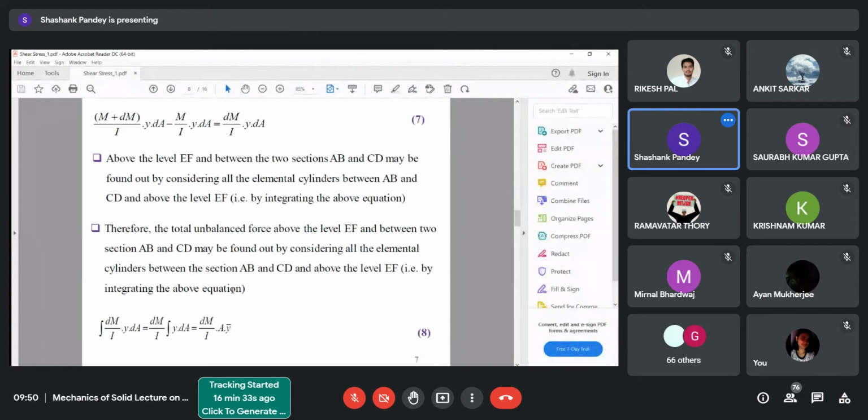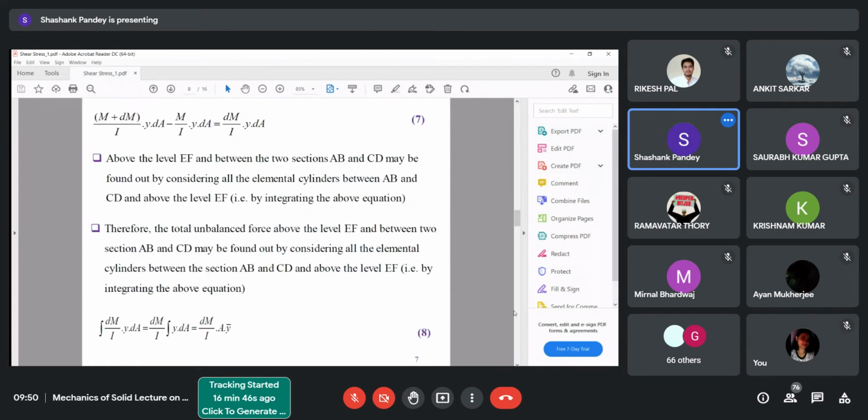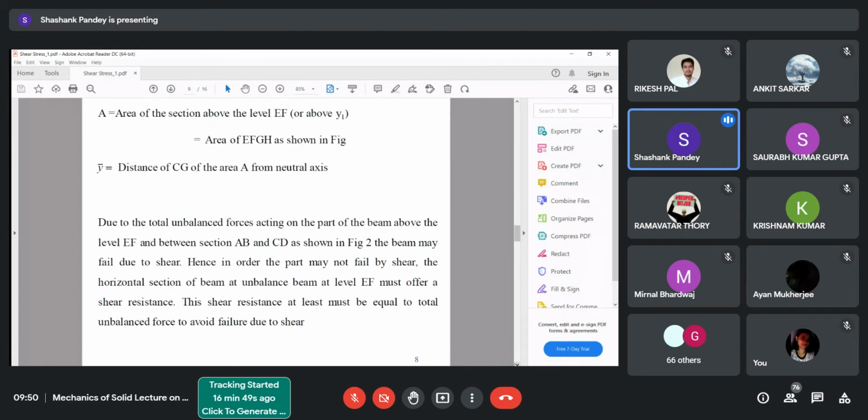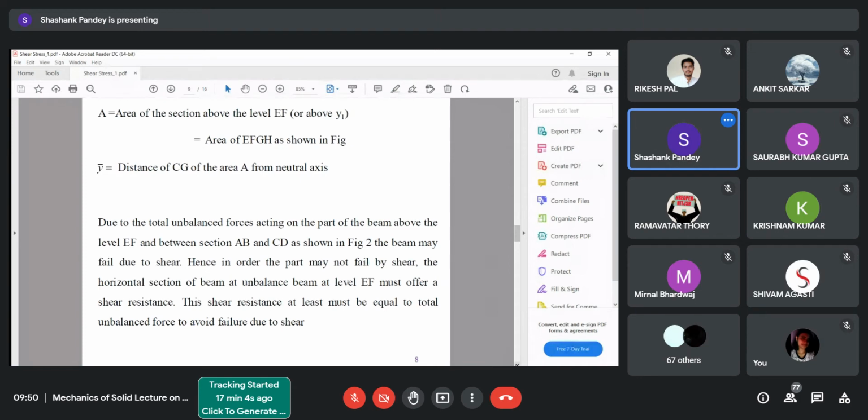So we all know that this integral of y into dA will be nothing but A y bar. Here we can see A is the area of cross section above level EF, the area of EFGH, and y bar is the distance of the CG of the area from the neutral axis.